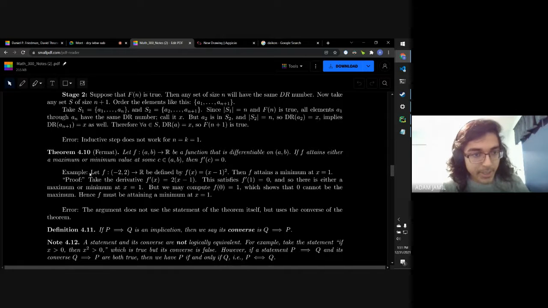So let's define a function f from -2 to 2 to R, and it's just this polynomial, (x minus 1) squared. And we want to show that f attains a minimum at x equals 1. We take the derivative, and when we plug in x equals 1, we see the derivative is 0. So that means there should be either a minimum or a maximum at 1. But if we compute f of 0, we get 1. We plug in 0, we get (minus 1) squared, that's 1. And what the hell is going on here?